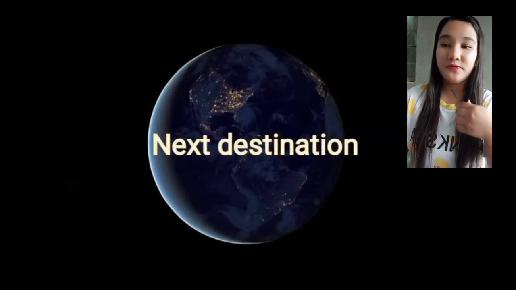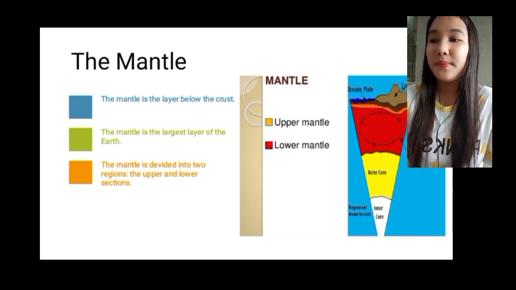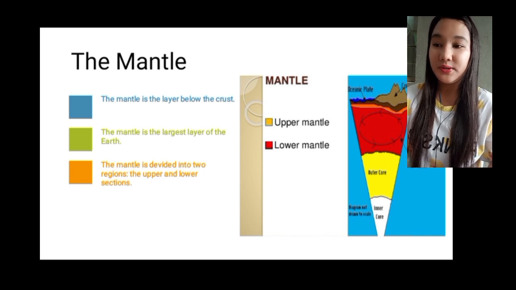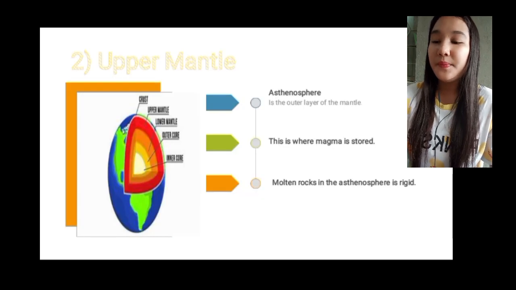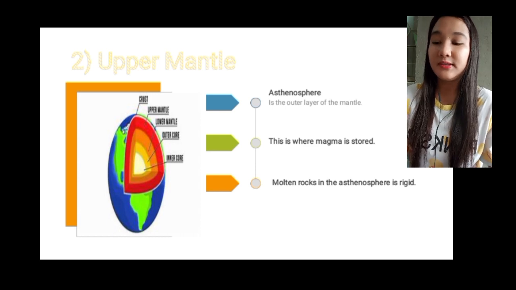Okay, so let's move on to our next destination, which is the mantle. Mantle is the layer below the crust. The mantle is the largest layer of the earth. The mantle is divided into two regions, which are the upper and the lower sections. So, upper mantle is the layer of the earth interior located between the crust and the lower mantle. It consists of solid rock and extends to a depth of about 410 kilometers beneath the Earth's surface.